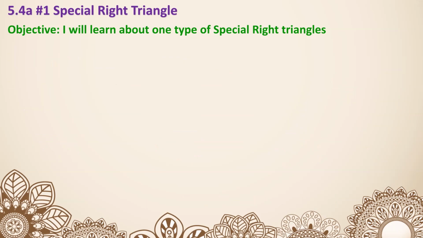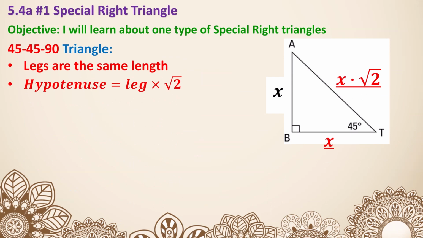So let's have a look. This is a special right triangle that is a 45, 45, 90 triangle. The legs are the same length because they are isosceles triangles, since the 2 angles are the same. And not only are the legs the same length, the hypotenuse also has a relationship, which is the leg times square root of 2.